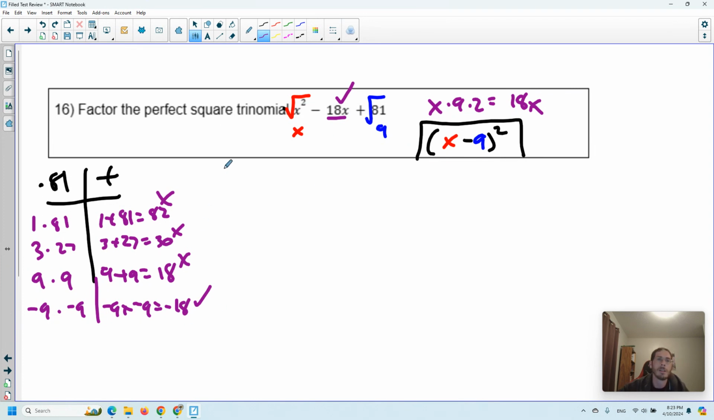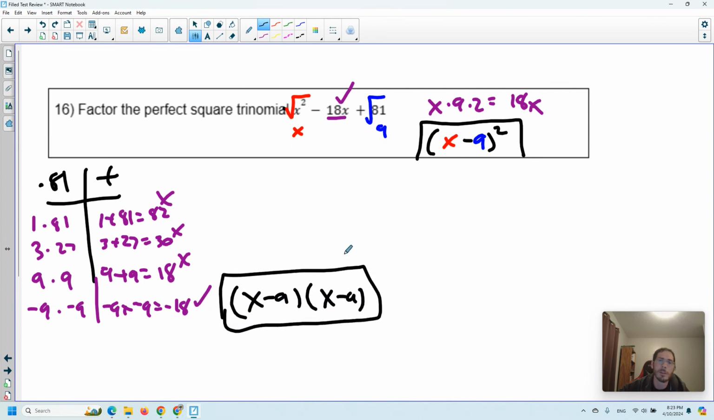All right, and then we can write it out as x minus 9, x minus 9, which is the same thing. So these two are equal to each other. Either answer is correct. Again, we can just jump to the answer. We don't have to do the long stuff that we did before because this is just a 1x squared.